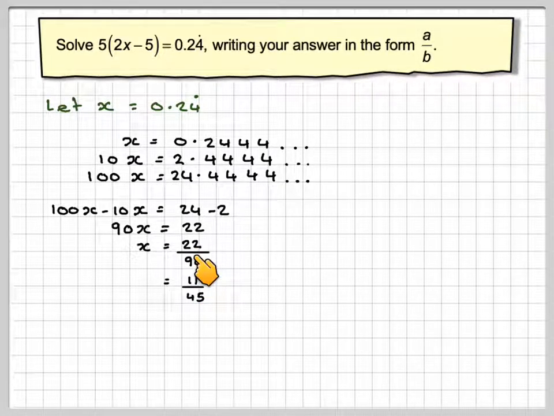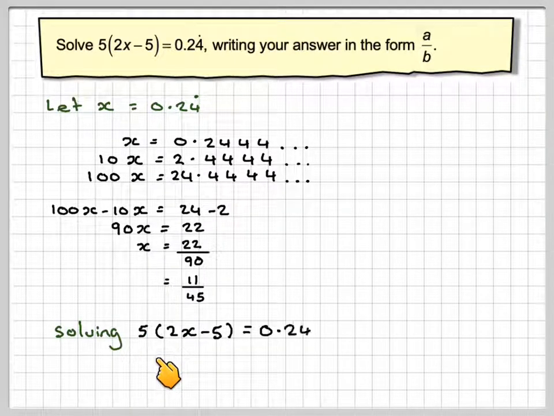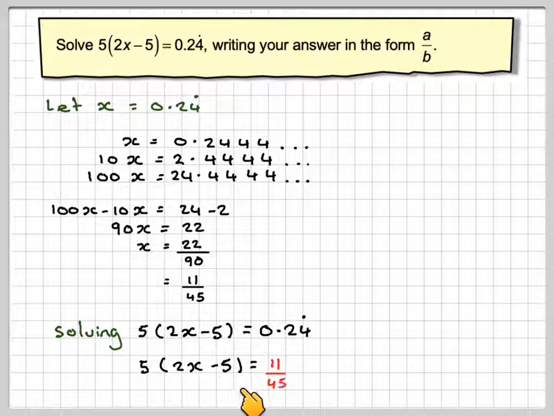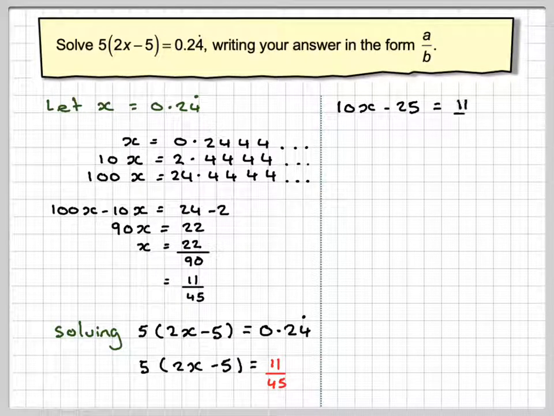Now in an exam, you only need to put that in your calculator and it will cancel it down for you. So, solving our original equation, 5(2x - 5) = 0.24 recurring, we now solve 5 times (2x - 5) is equal to 11 over 45. Expanding the bracket on the left-hand side, we get 10x minus 25 is equal to 11 over 45.